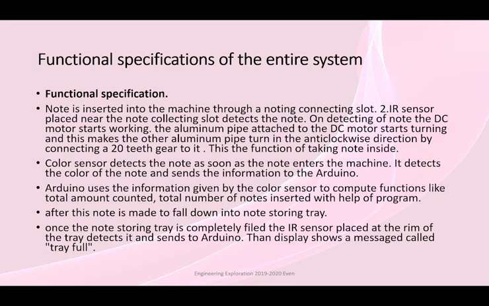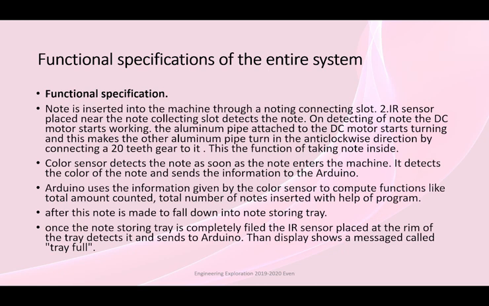As I mentioned in the flow chart itself, when the note is inserted, the IR sensor detects it, and the DC motor should turn anti-clockwise. At the end of the DC motor, there should be a gear which is connected to another gear which has a rod in it, so that the other rod will turn clockwise. So when we insert a note, it goes inside. Like this we can insert a note, and later the color sensor detects the color and sends data to the Arduino, and then the Arduino reads the data and sends it to the display system.